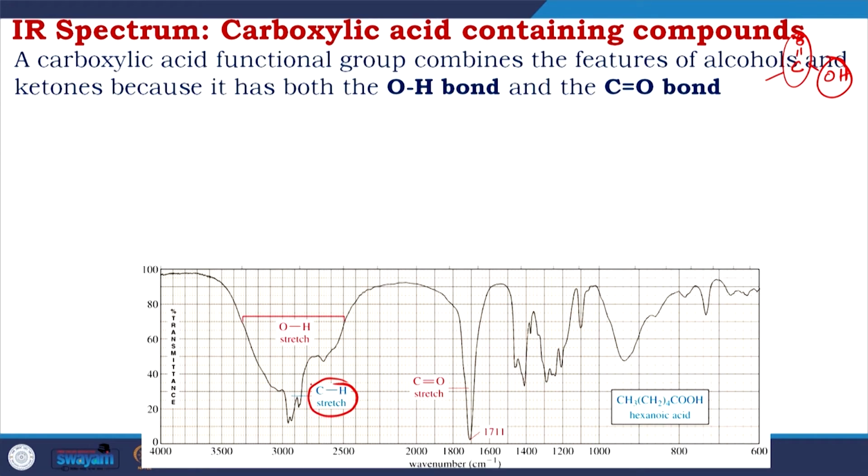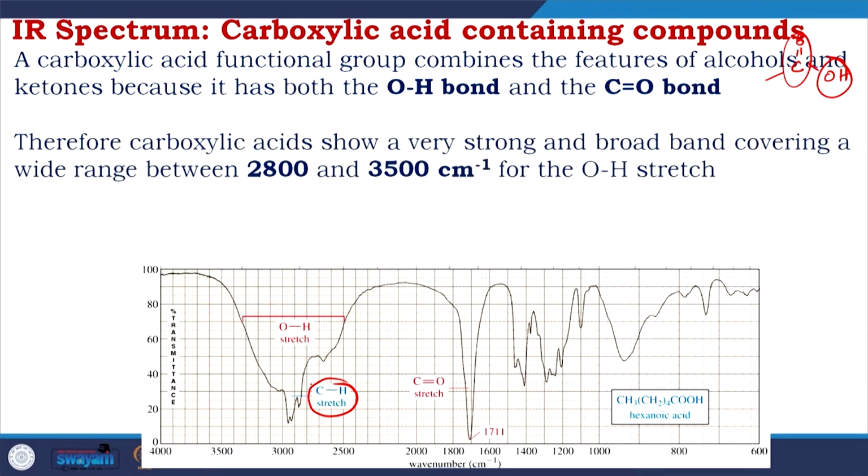A carboxylic acid functional group combines the features of alcohols and ketones because it has both the hydroxyl bond and the carbonyl bond. Therefore, carboxylic acids show a very strong and broad band covering a wide range between 2800 to 3500 centimeter inverse. Here, you see it around 2800 to 3500.